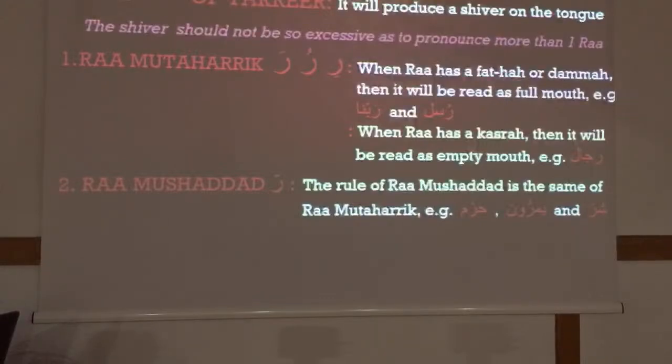We're not going to look at the sheen before. We don't need to look at it. We're going to look at the ra mushaddad. It has a kasra, so we're going to read the ra mushaddad with an empty mouth.